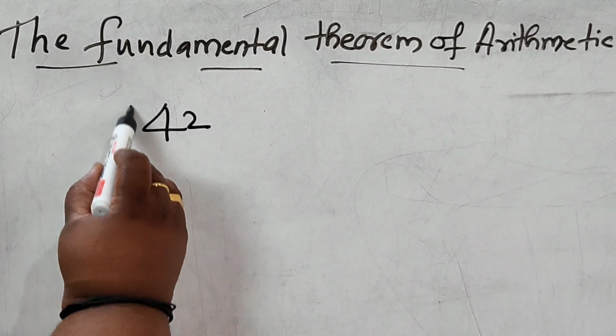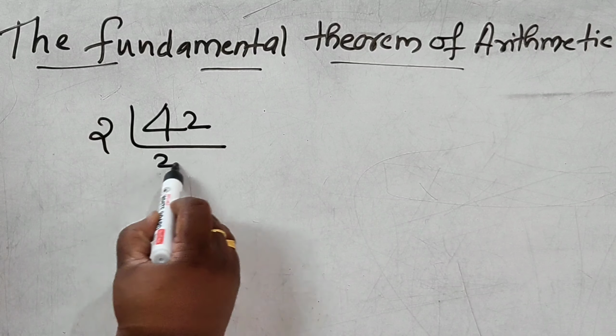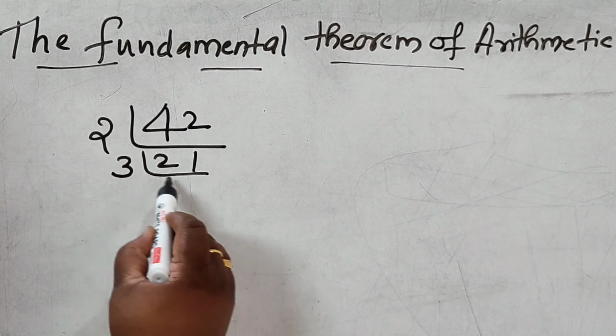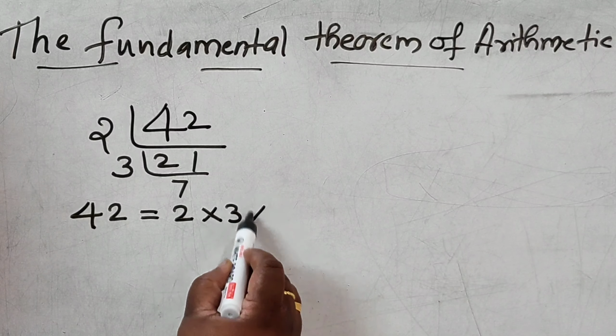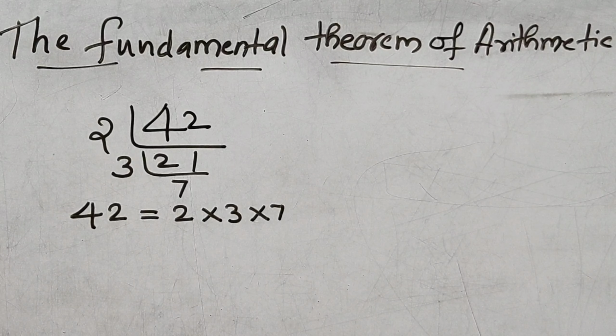We can factorize this: 2, 21, 3, 7. So 42 can be written as 2 into 3 into 7. Now you can see that we have factorized the composite number 42 and we got the prime factors. Which are the prime factors here? 2, 3 and 7. Can we find one more prime factor in this? No, it's not possible, because 42 has the prime factors 2, 3 and 7 only.